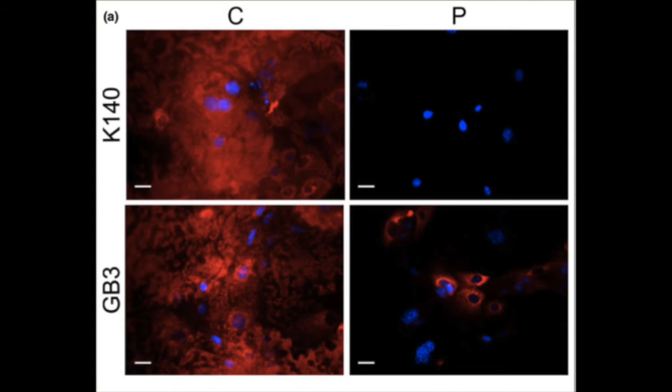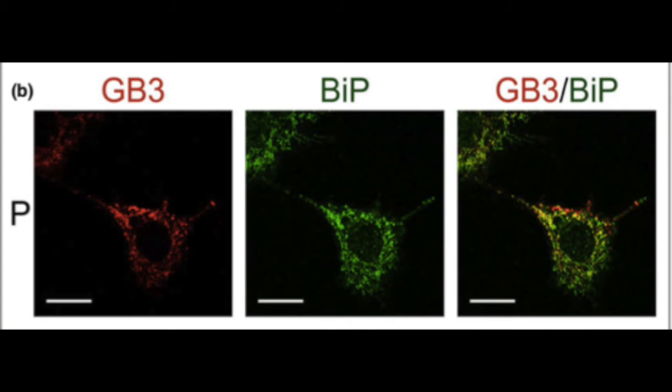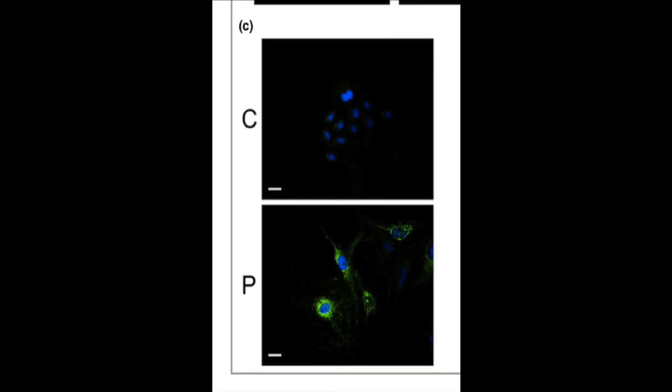As for the second result, the first one shows us that the patient's keratinocytes show negative staining using K140. Using the GB3 monoclonal antibody, we see that the patient's keratinocytes show intense intracellular staining. In the second image, we see that the mutant protein and the ER-resident binding immunoglobulin protein show similar staining pattern. Finally, in the third image, we see that BiP expression is increased in patient keratinocytes.